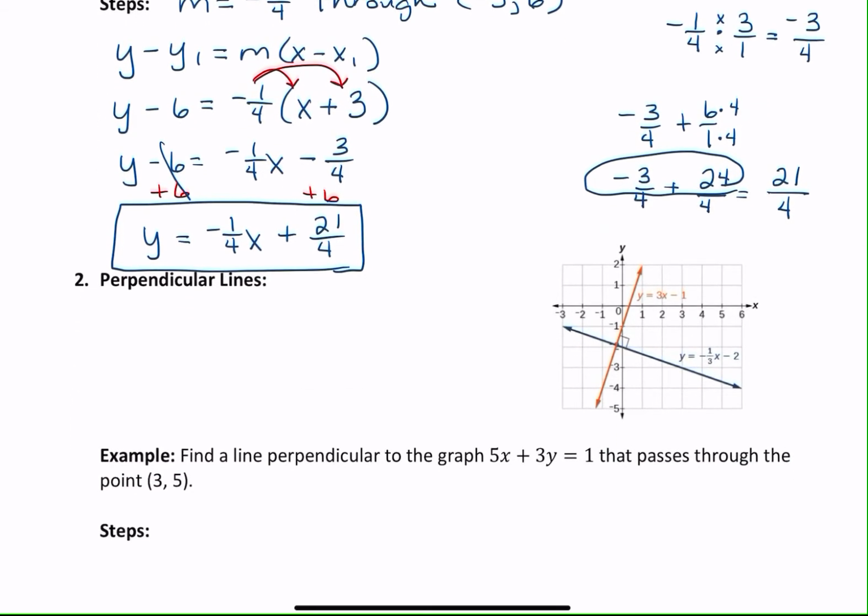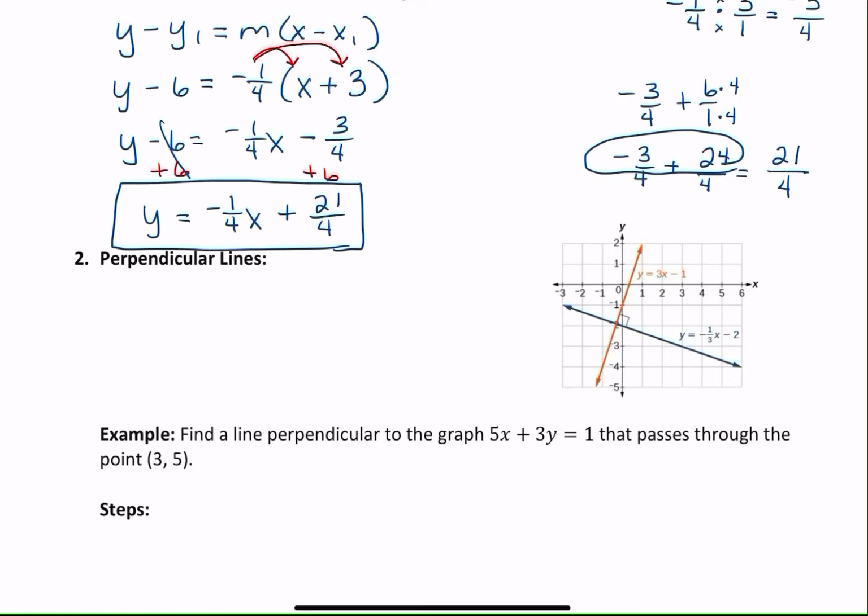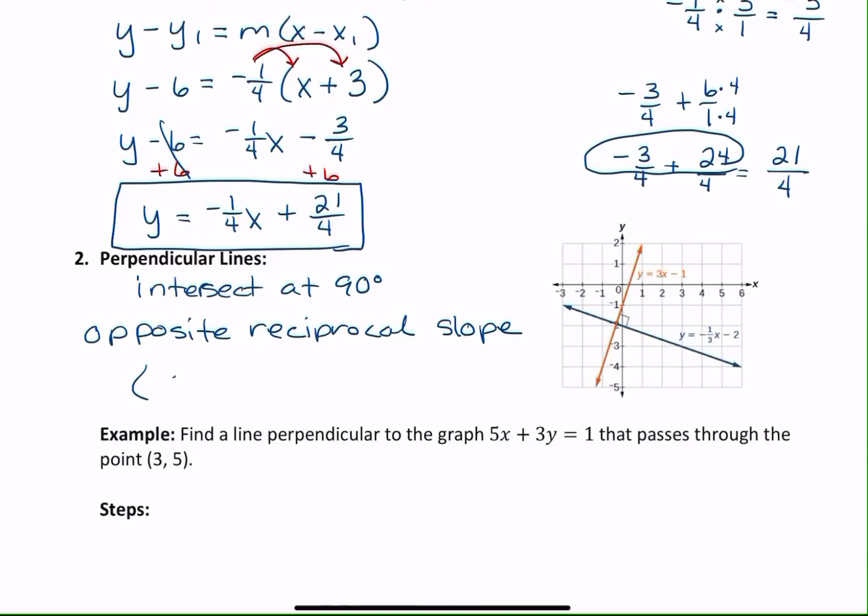Okay, next we have perpendicular lines. Perpendicular lines intersect at a 90-degree angle. So parallel never intersects. I left out my R in intersects. So perpendicular intersects at a 90-degree angle. So what this means is your slope is the opposite reciprocal. What that means is it's completely opposite, which means you're going to flip it and change the sign.